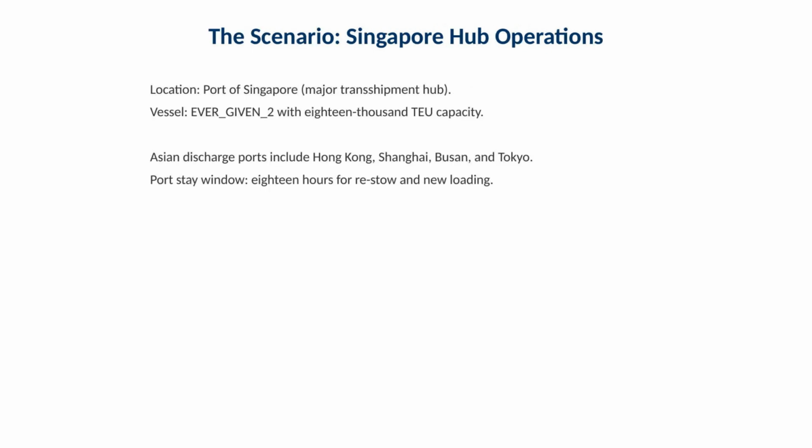The scenario is set at the port of Singapore. The vessel has an 18,000 TEU capacity, carrying containers bound for multiple Asian ports. Those discharge ports include Hong Kong, Shanghai, Busan, and Tokyo. The operation is constrained by a limited port stay window of 18 hours for restow and new loading.